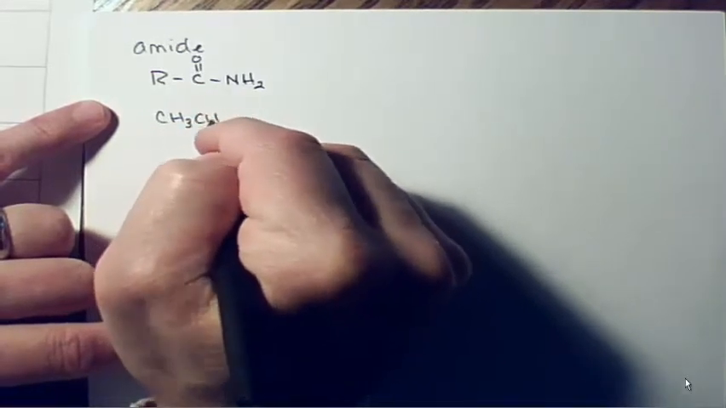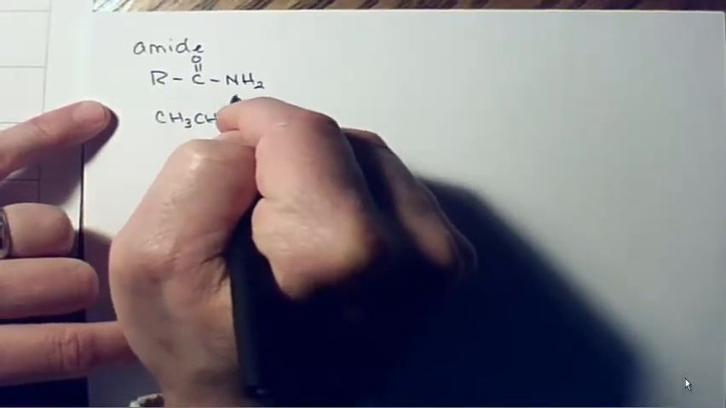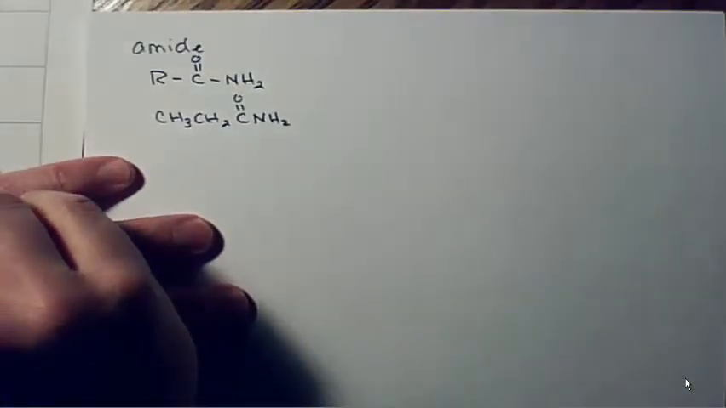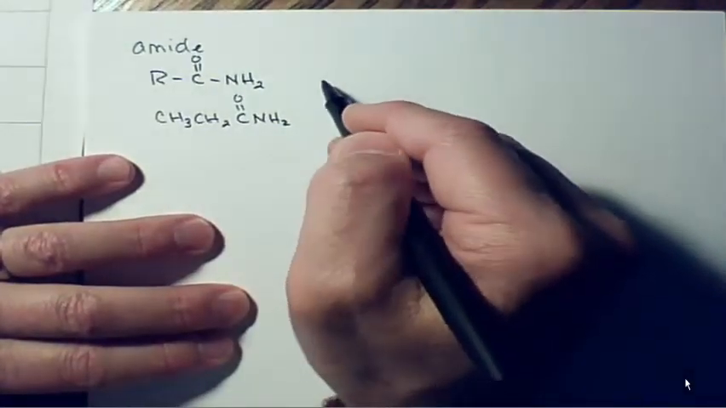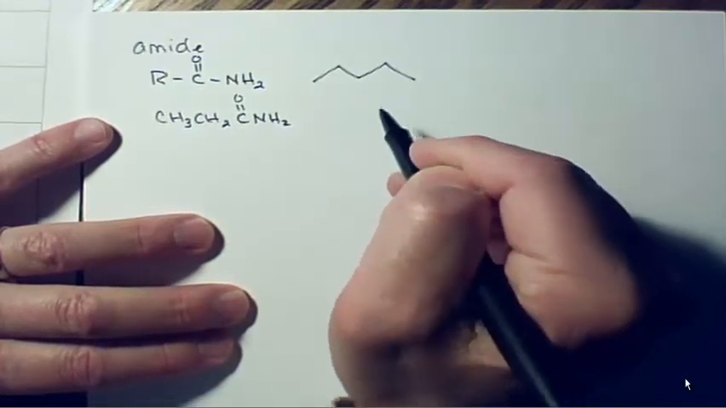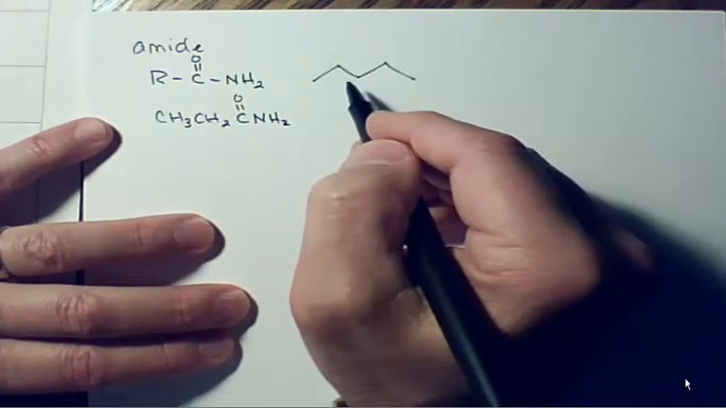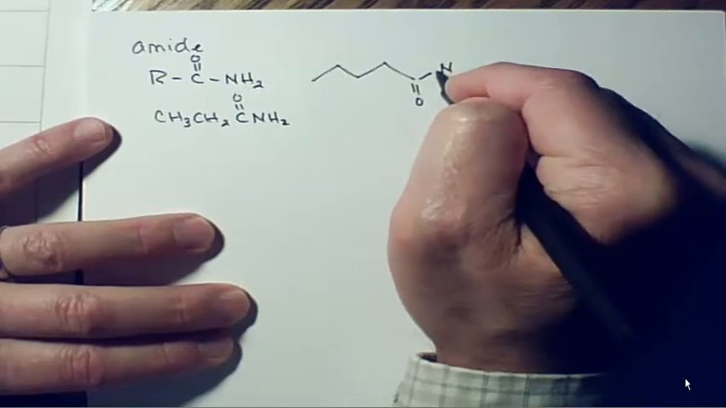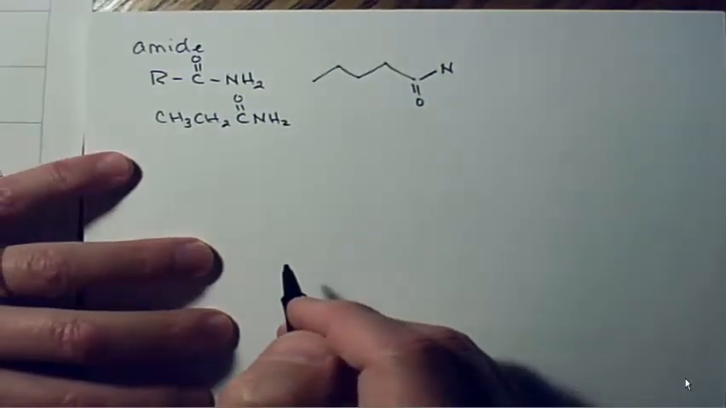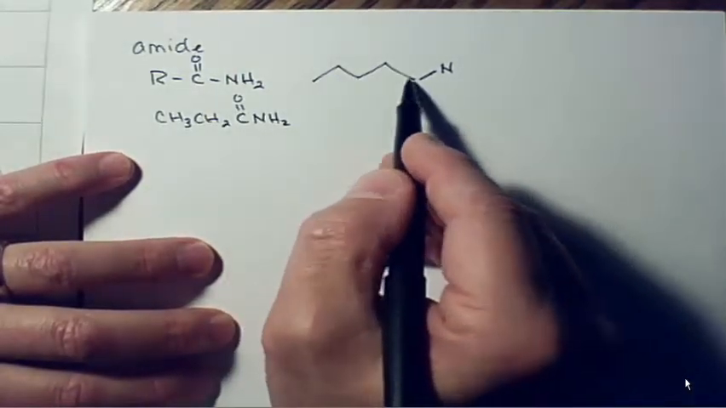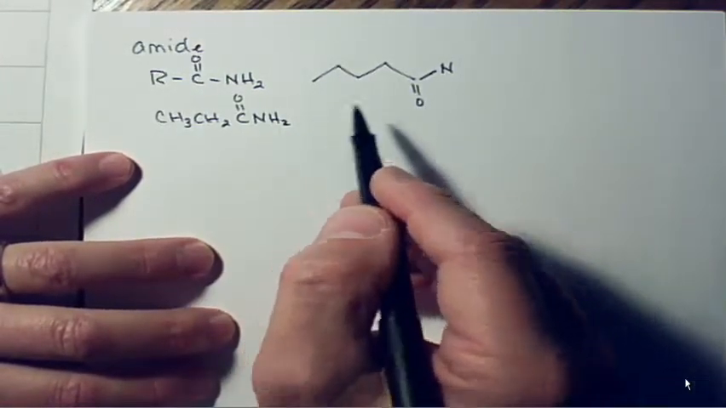An example might be CH3, CH2, C double bond O, NH2. If I want to do a structural formula, you can say I'm going to do a skeletal structural formula. 1, 2, 3, 4, 5. So that's a pentyl structural group here. I'm going to put a double bond O and put an N over here. Okay. There's an amide.